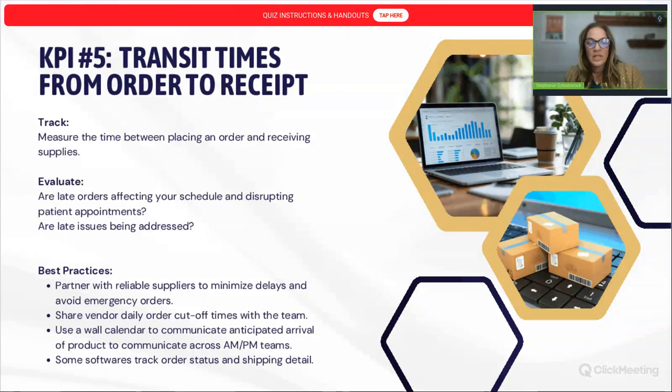So best practice is really to just partner with reliable suppliers to minimize delays after communicating through these issues, to avoid emergency reorders. Share the vendor cutoff time. So the time of day that anyone in the practice can place an order with a vendor where it's guaranteed, for example, next day or in 2 days, so that people know how to pivot with vendors that might have improved shipping schedules. And then you can use software to track your order status and also track shipments.